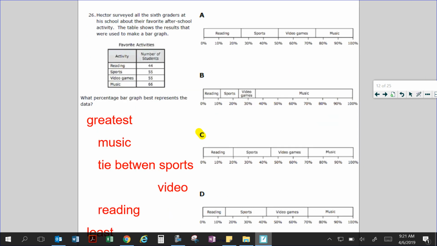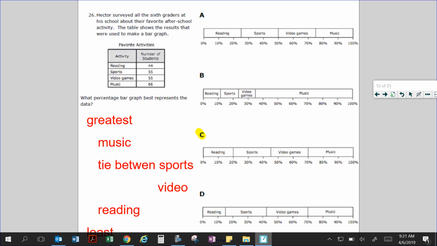And last but not least, I'm almost done. The last thing you need to know is something called percent bars. Hector surveyed all the 6th graders at his school about their favorite after-school activity. The table shows the results that were used to make a bar graph. What percentage bar graph best represents the data?